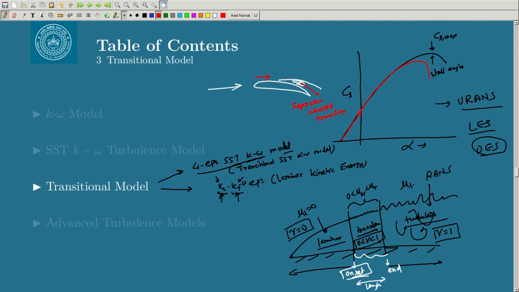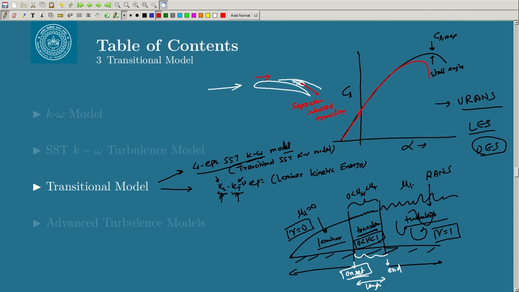So, all those questions come into the picture, and that is why it becomes a very tricky business for the model to predict this kind of flows. The true transition models like the k-kL-omega or the four-equation SST-omega have certain merits and demerits, in the sense that they can predict some of these transitions. Maybe one model can predict the natural transition well, but not the bypass transition. The other model can predict the separation-induced transition better.